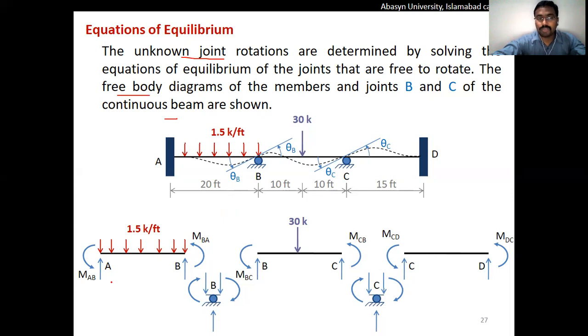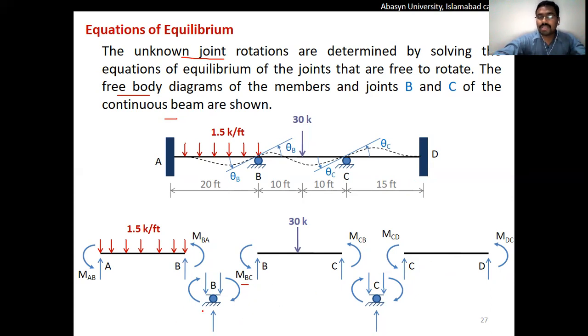In A to B, we have an applied loading of 1.5 kip per foot, and we are going to have a moment in the anti-clockwise direction, because we assume anti-clockwise is positive. Similarly, at point B we have the applied loading of 30 kips, and we will have moments M_BC and M_C. Why M_BC? Because it is for the beam B to C, that is, the moment at B in member BC. Similarly, we will have a moment in span C to D, but there will be no loading in member CD.